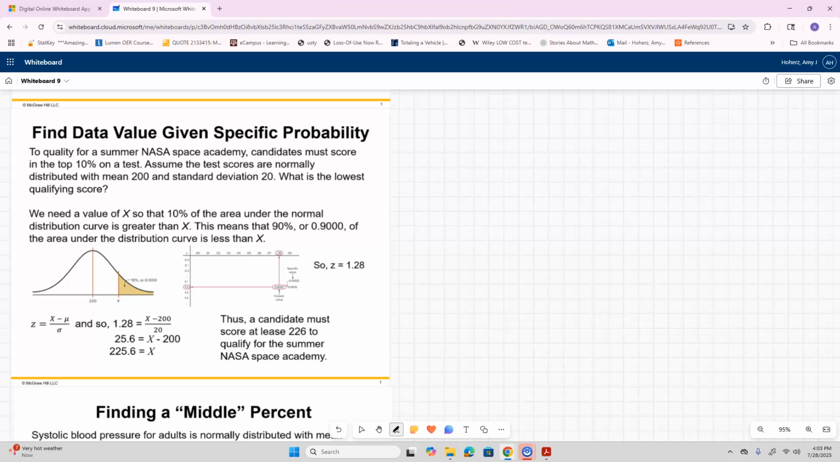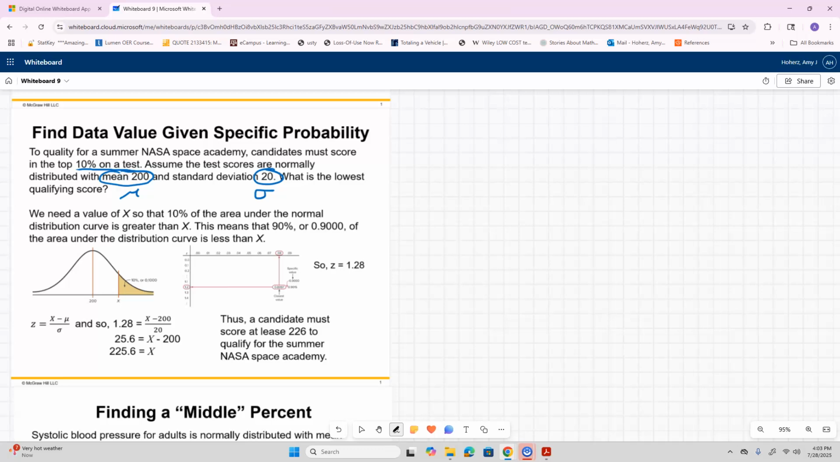So it says to qualify for a NASA Space Academy, candidates must score in the top 10%. So top 10% of the test. Assume that the test scores are normally distributed with a mean of 200. So that's our mu. Standard deviation of 20. That's going to be our sigma. What is the lowest qualifying score? So we're going to go to the chart and figure out the z-value for that qualifying score, and then we'll have to convert it.